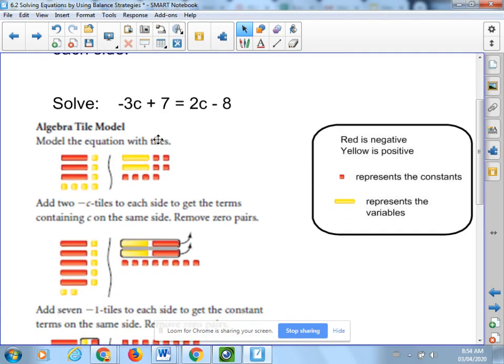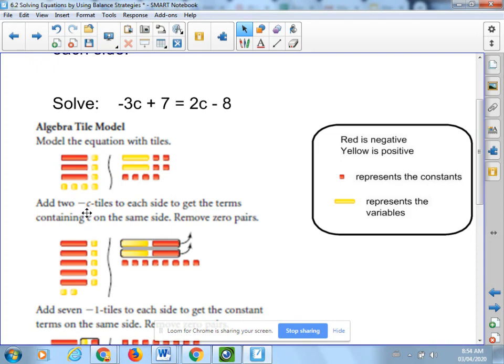When given an equation like negative 3c plus 7 is equal to 2c minus 8, step one is that we are modeling it. So we have negative 3c's, positive 7 constants, 2c's, and negative 8.